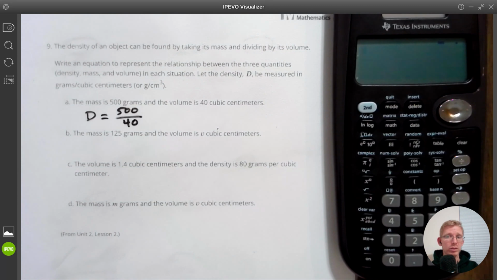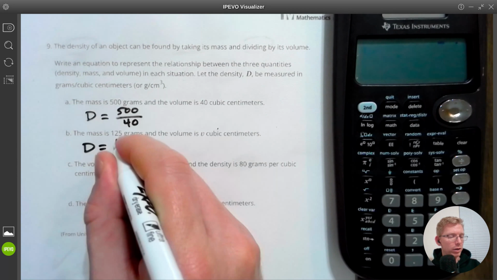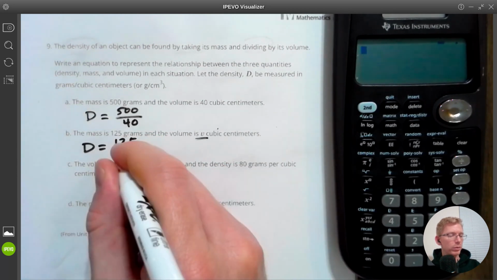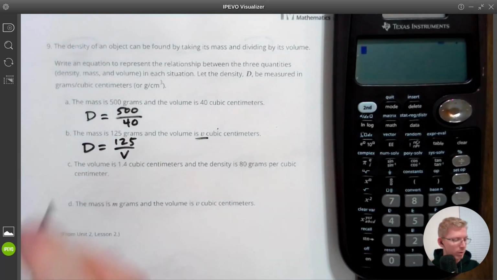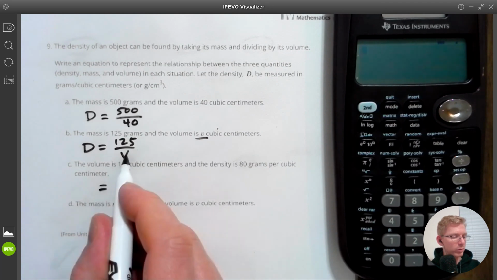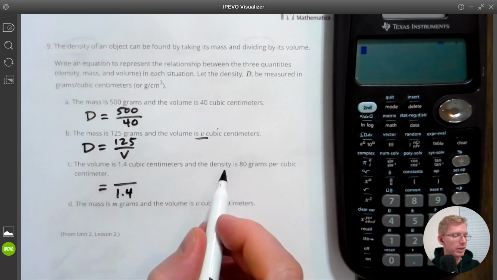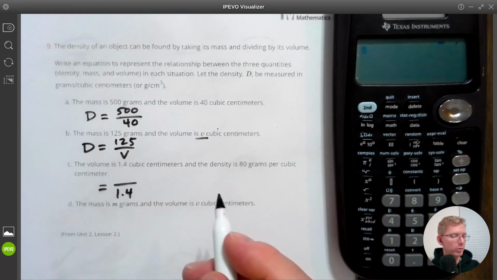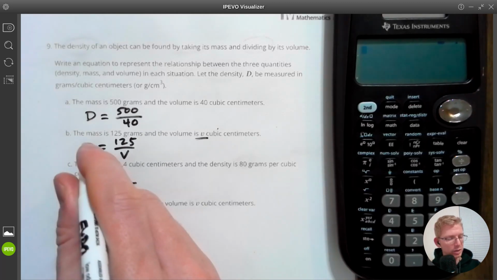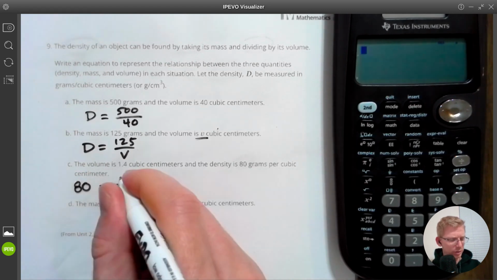On our second equation, this time our density is going to be equal to our mass, which is 125. But this time we don't know what the volume is, so we can replace it with V. This time our volume is 1.4, so I know volume goes on the bottom, right? So that's 1.4. And then the density is 80 grams per cubic centimeter. So that's going to go over here because D was on the left. So that goes 80. And I don't know what the mass is, so I'm going to use the letter M for mass.